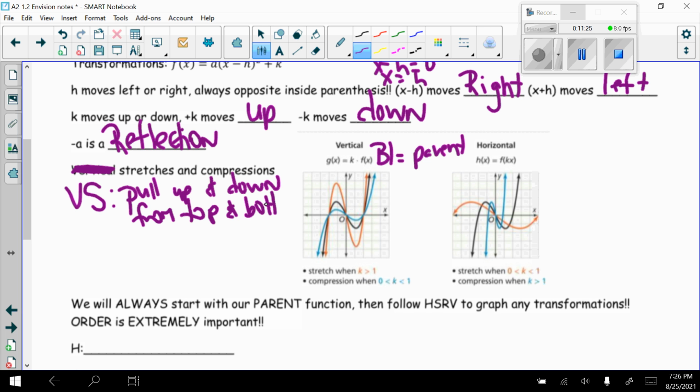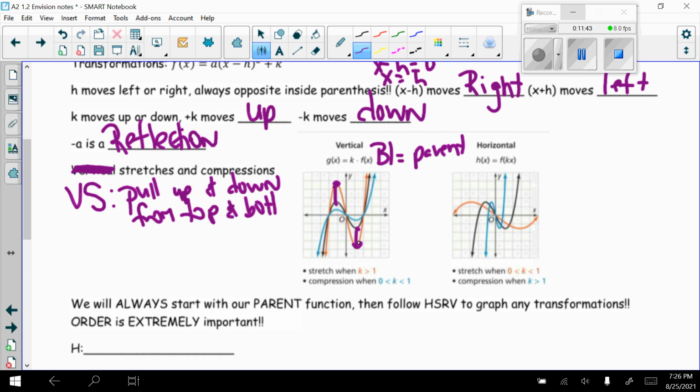up and down from the top and the bottom. We're stretching that graph out, and so we see that if I took this black and I pulled that part up, I'm going there. The original parent, if I pulled it down, it's coming down here. I'm stretching it vertically. Vertically is up and down.